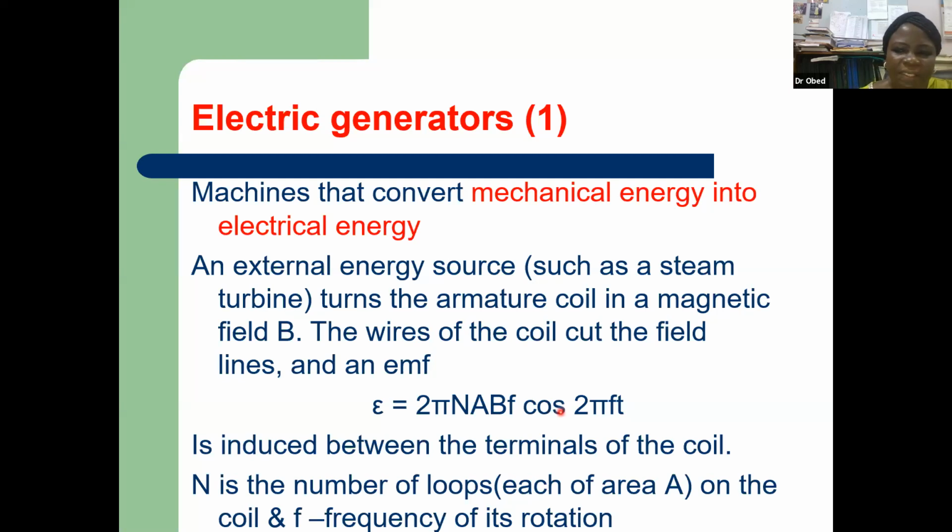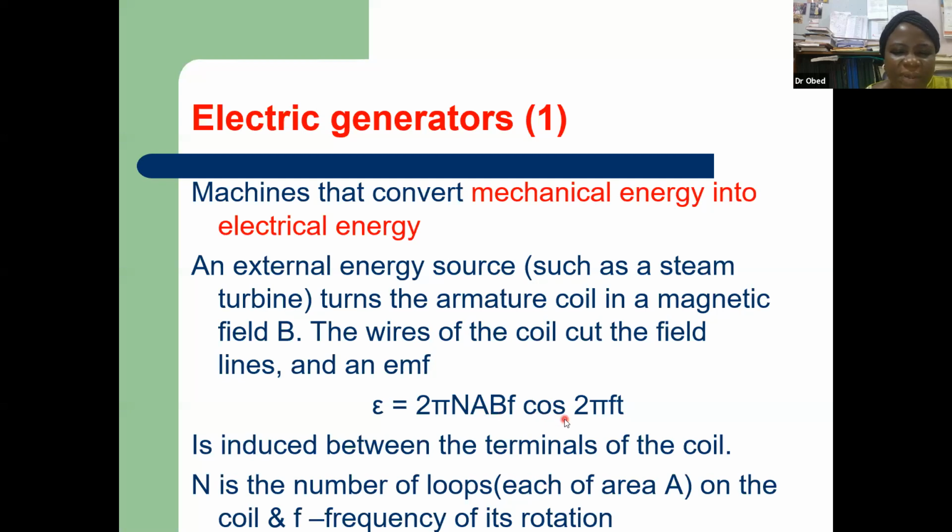And if you evaluate this equation further, the induced EMF can be written as NBA omega sine omega t. So that's another way by which this equation can be written, and I think you should write it that way. Epsilon equals NBA omega. It doesn't matter whether it's NAB or NBA. Omega is 2 pi F, so it's still the same thing.